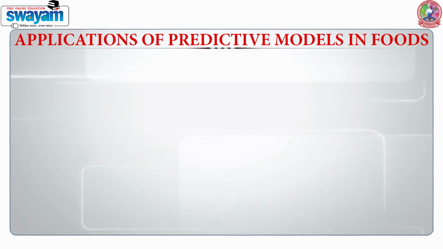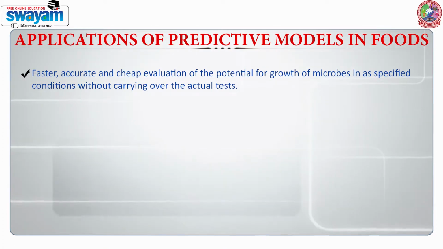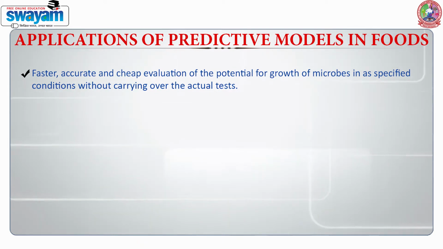Now we know that we get a number of models and softwares. We should be looking into the application of these models in foods. Why are these models required? They are faster, they are accurate, and the evaluation of the potential of the growth of microorganisms is very effective. This evaluation of the potential can be carried out under specified conditions, and the best thing is we need not be actually doing the test. This is more like a simulation of the real time conditions.